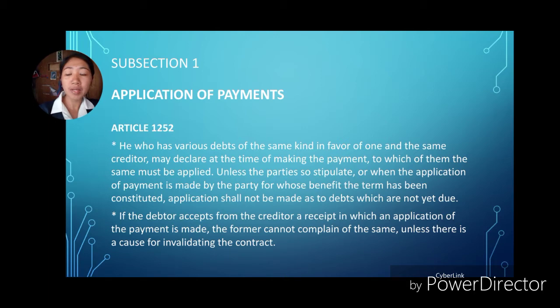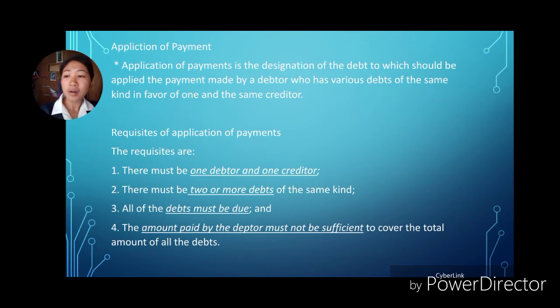Meaning of application of payments. Application is the designation of the debt to which the payment by the debtor should be applied, who has various debts of the same kind in favor of one and the same creditor. The requisites of application of payments are: there must be one debtor and one creditor; there must be two or more debts of the same kind; all of the debts must be due; and the amount paid by the debtor must not be sufficient to cover the total amount of all the debts.